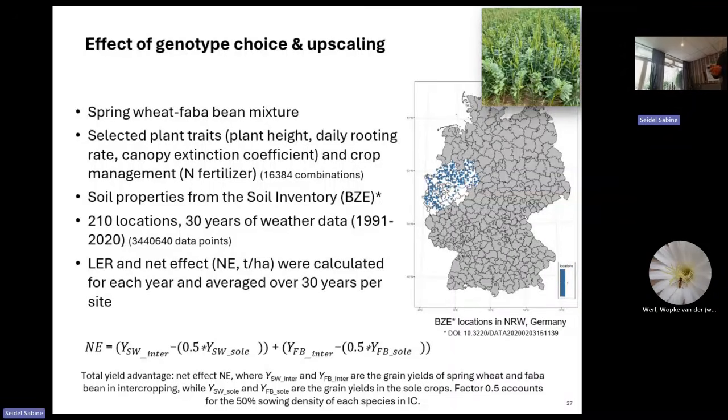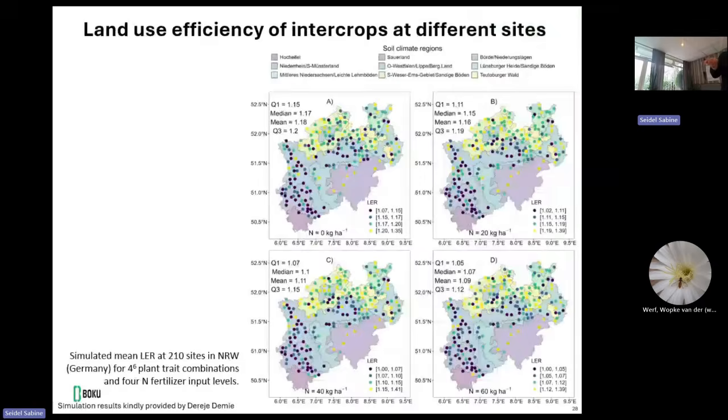First of all, I want to show you this map here, which shows the land use efficiency of intercrops at different sites of 210 sites, each of these plots. And the difference between this panel and this panel is the N input. So here we have no N input. Here we have 20 kilogram of N input. Here we have 40, and here we have 60.